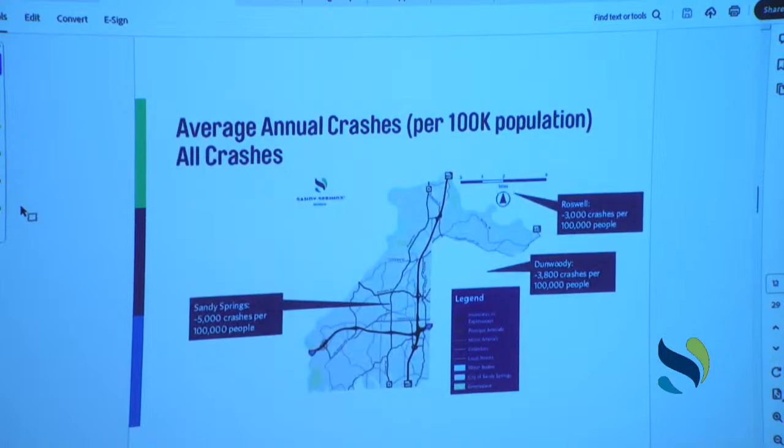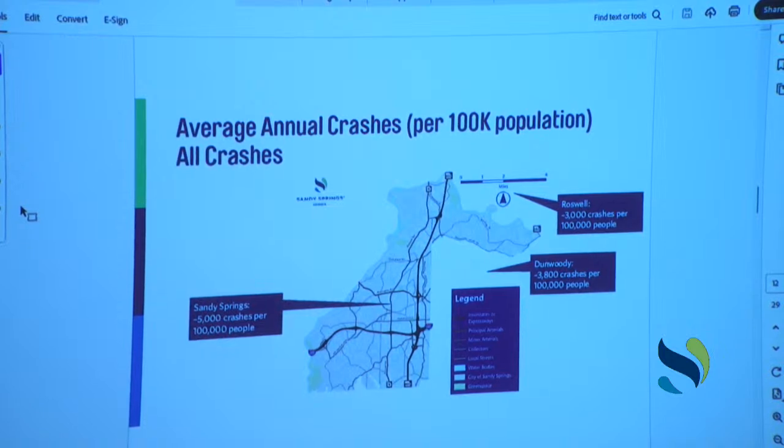We are looking at the number of crashes several different ways. This is one way to look at the number of crashes within Sandy Springs to benchmark what we have in front of us. So in Sandy Springs, per year, about 5,000 crashes per 100,000 persons living in the city. And compared to Dunwoody and Roswell, you can see the numbers. We are much higher in Sandy Springs, mainly because there's a lengthier portion of 285 and 400 within the city.